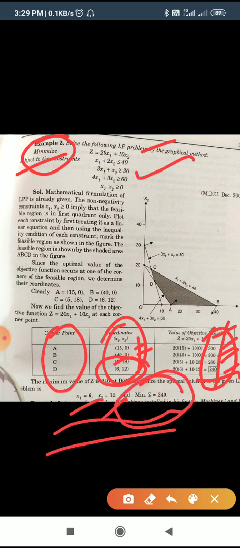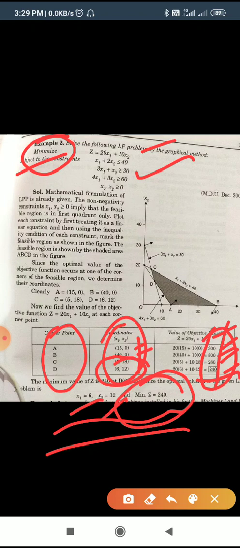This is the solution. So we can solve both minimization and maximization problems using the point corner method. If there are two variables, then we solve the LPP using the point corner method. If there are more than two variables, then we go for the simplex method. We can solve that in another video.